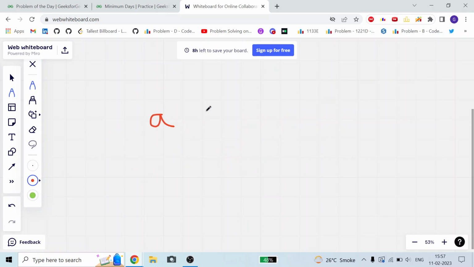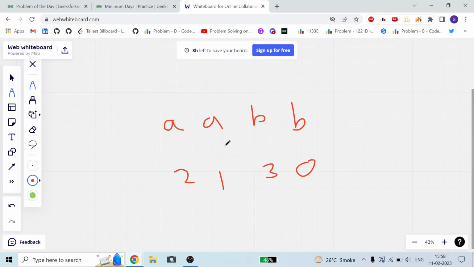We are given a string a b b a and an array 2 1 3 0. So this is a string s, this is a permutation p, both of length n. Now what we do on the (i plus 1)th day is pick the p[i]th number and change s of p[i] to question mark.